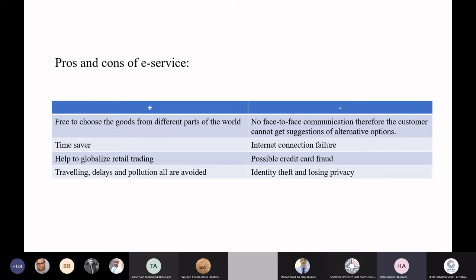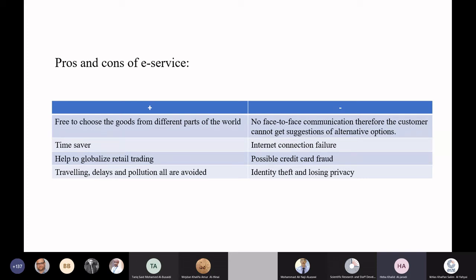So the pros or the good things are the freedom to choose the goods from different parts of the world. They're not restricted only to the places they live in or their country. They have wider choices. Time saver, they don't have to go shop by shop. They can do it by a click of a hand. It helped to globalize retail trading. Traveling delays and pollution are avoided. Of course, pollution is not avoided completely, but at least it is minimized.